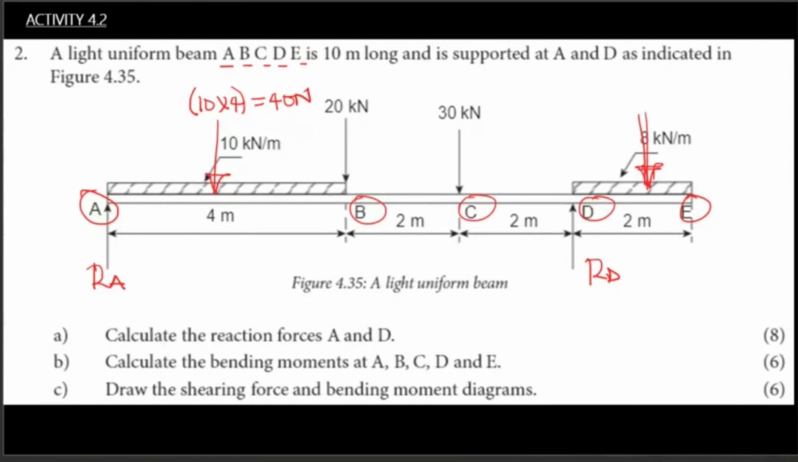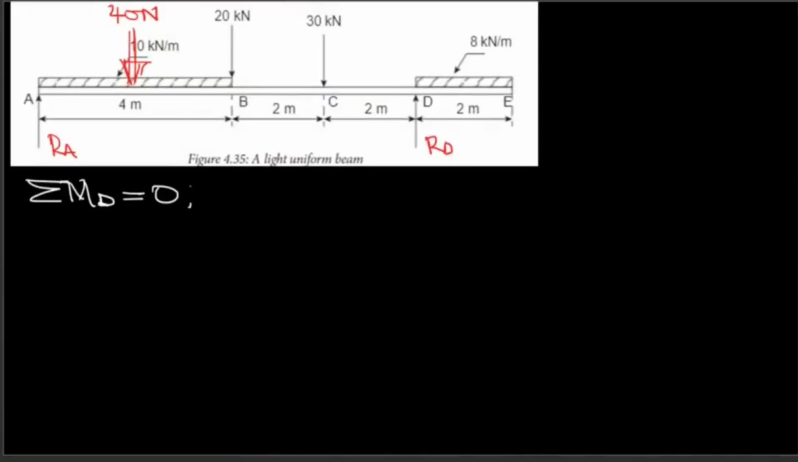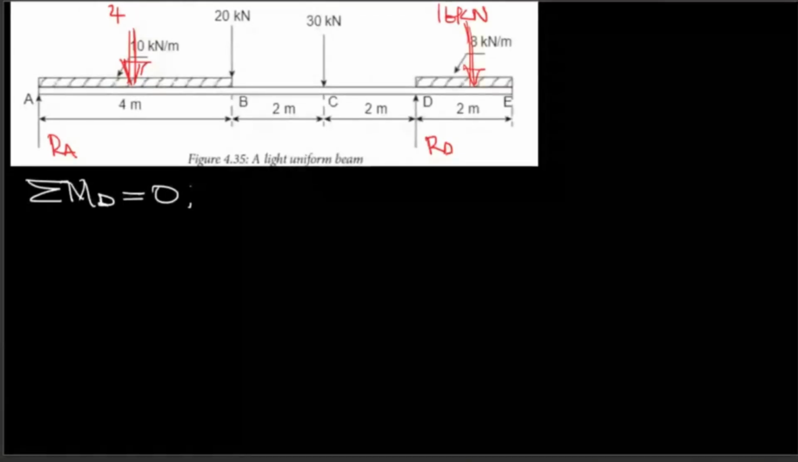There is another one here that we also need to derive as well. We have a UDL of 8 kilonewton per meter over 2 meters. This is 16 what? 16 kilonewtons. So this is 16 kilonewtons. Let's finish what we started.